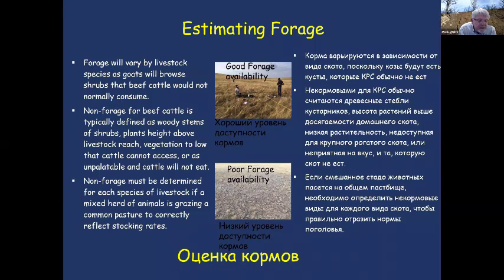If a mixed herd of animals is grazing, let's say, and we have seen this, where we might have horses, sheep, and cattle all in the same pasture, all at the same time, then we will have to make one type of calculation for forage and adjust it then for each livestock species. If you're only grazing a single animal, like only beef cattle, then forage calculations are much simpler.